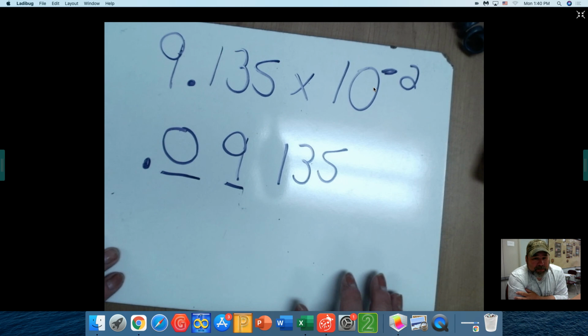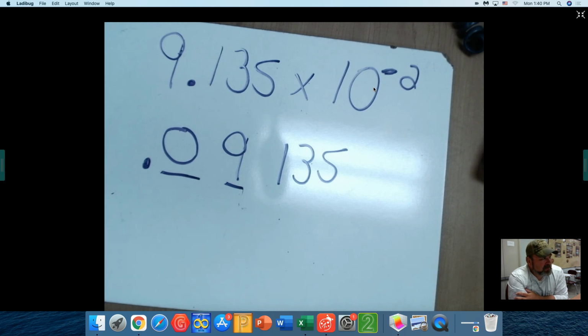If you're given scientific notation, you're either taking the decimal to the right if you have a positive exponent, or to the left if you have a negative exponent. Okay, so that is going from scientific notation to standard form. We're going to come back here in a little bit, and we're going to show you the reverse of that, going from standard form to scientific notation.